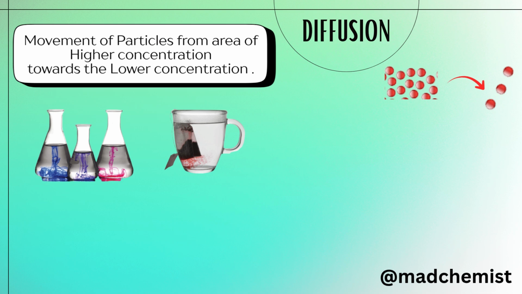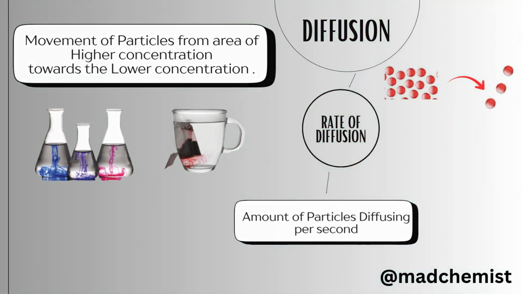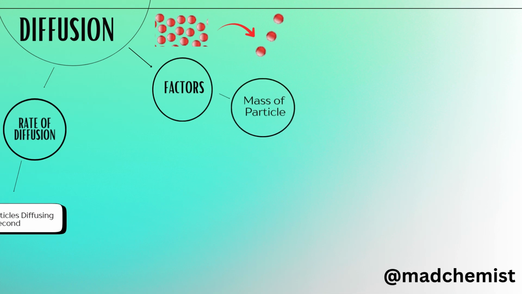The other thing is the rate of diffusion. The rate of diffusion is the amount of particles diffusing per second. So this determines the characteristic and property of that specific particle. Next, let's move to the factors that affect the rate of diffusion. These factors include mass of particles and temperature.